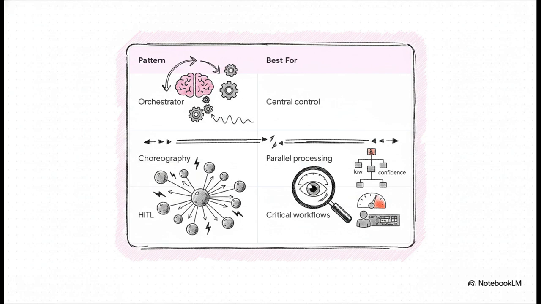First, the orchestrator worker pattern. This gives us central control and high auditability, perfect for those complex step-by-step sequential tasks. Second is choreography. This one is best for parallel processing, where we need low latency, independent agents that just react to events on the fly. And finally, human in the loop. This is absolutely vital for critical workflows where the AI's confidence level falls below a certain threshold. The major takeaway here? Your architecture has to match the specific workflow of your business, not whatever AI hype happens to be trending on social media today.